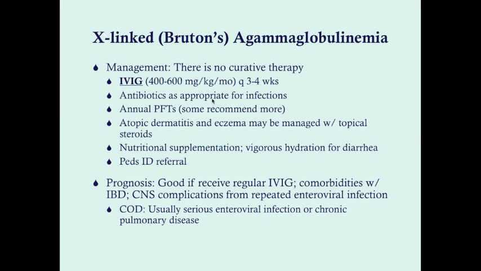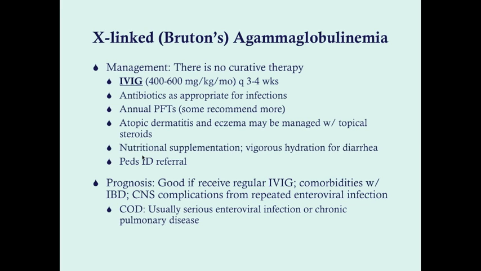Antibiotics should be given as appropriate for infections, of course. Annual pulmonary function tests. Why do we want to do that? Well, because these patients are at risk for pneumonia and bronchitis, and then with insults from that, over enough time, you start to get chronic lung damage. Atopic dermatitis and eczema can be managed as usual with topical corticosteroids. Nutritional supplementation will be useful.